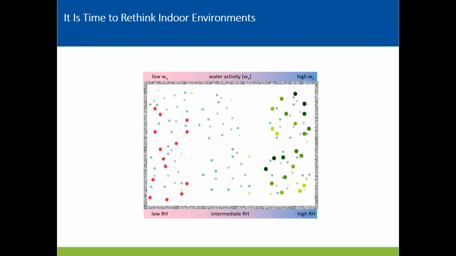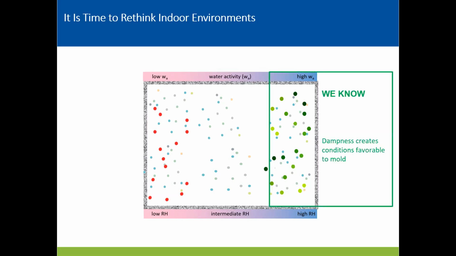So one of the things to summarize all of this is it's really time to rethink how we're building our buildings and building our indoor environments. We know from the history, and we know from a lot of research that was done in the 50s, 60s, and 70s, that we can't have buildings that are too wet. When buildings are too wet with very high relative humidity, we have a lot of active water, available water for molds to grow, and we can have moldy buildings and a lot of problems with that.